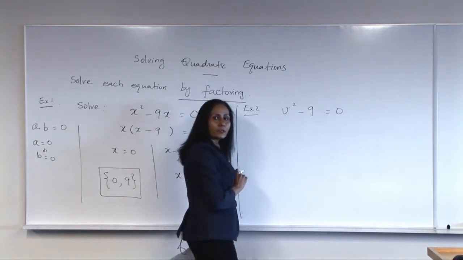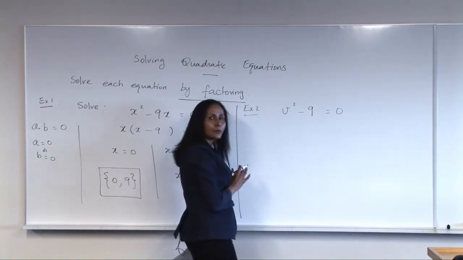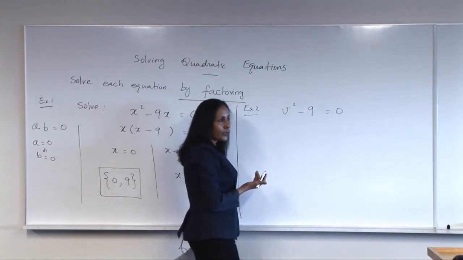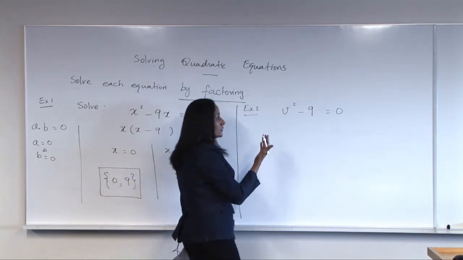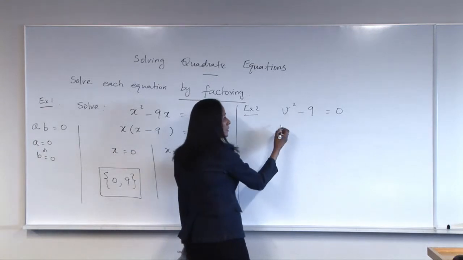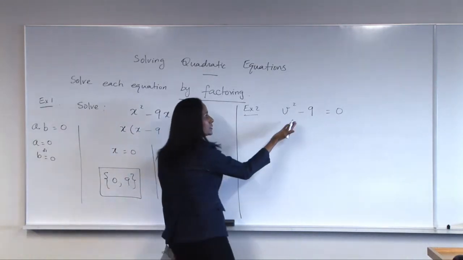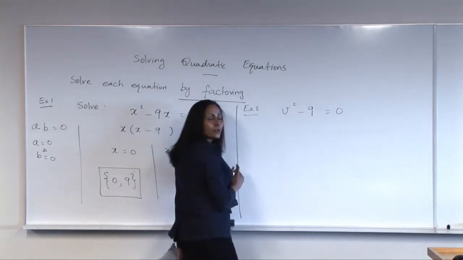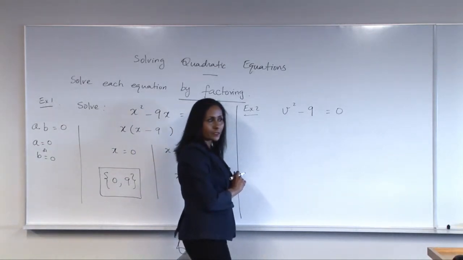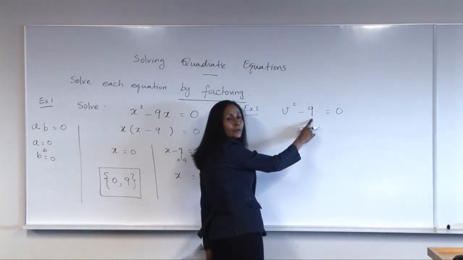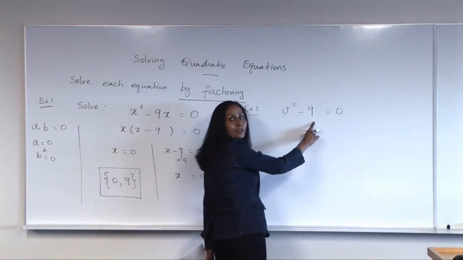This is v squared minus 9. There is no common factor to pull out. So we have to think of any formulas to factor this, or you can use the trial and error method, but here we have two terms. It's easier to do by using the formula. What formula is that? Difference of squares, because 9 is 3 squared. This is v squared minus 3 squared.